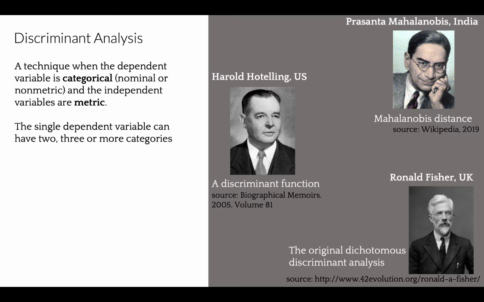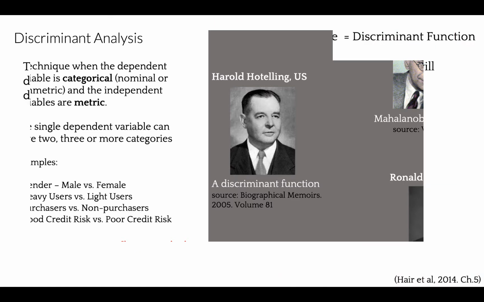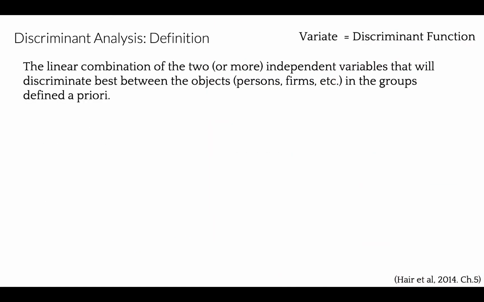Discriminant analysis is a technique used when the dependent variable is categorical, nominal, non-metric, and the independent variables are metric, continuous. A single dependent variable can have 2, 3 or more categories. For example, male versus female, purchases versus non-purchases. Of course, groups must be defined a priori. Frequently, discriminant analysis is used as a dimensionality reduction technique for pattern recognition or classification and machine learning.